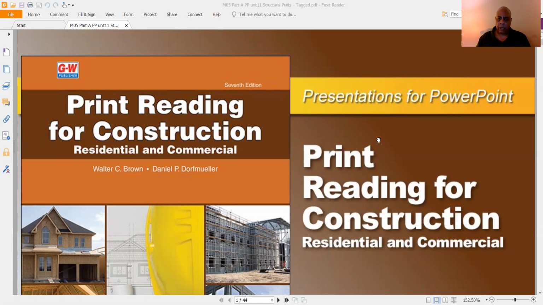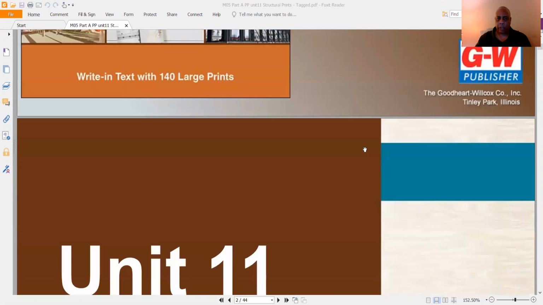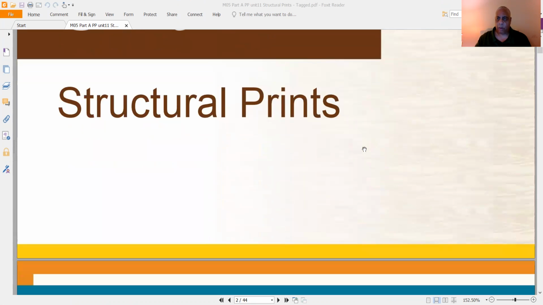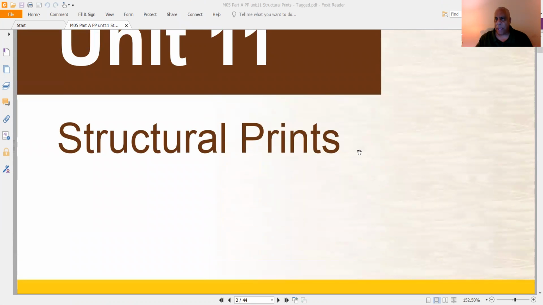comes from a book that I used for a class at Ivy Tech called BCom 102. It's print reading for construction, residential, and commercial. Again, this is fair use, but I want to get into structures because it's very important. And for the most part, being a civil engineer, you get into structures, that's the meat and potatoes. You even need a structure when you build a bridge, believe it or not.